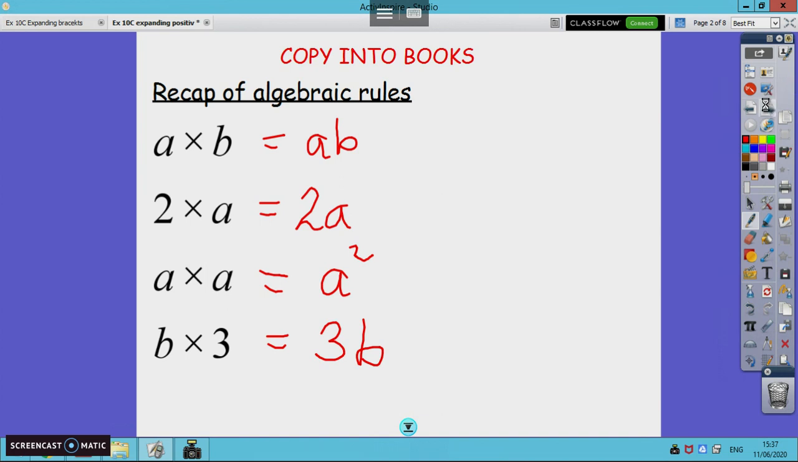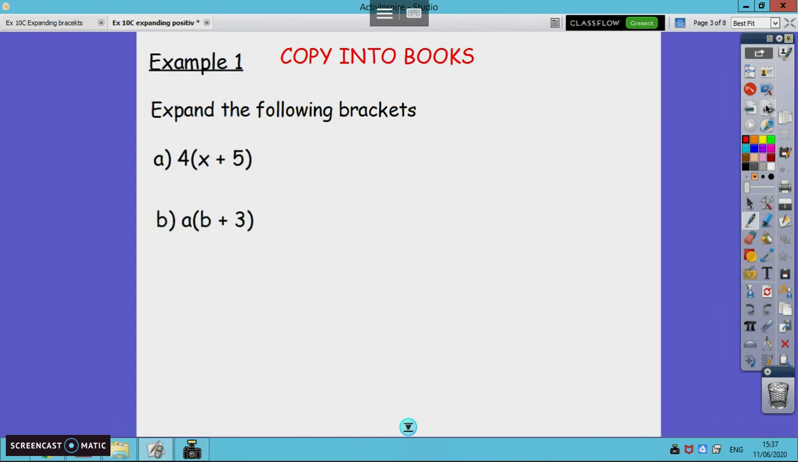So let's move on to some examples here. So example number 1, pause the video and copy this down into your books and then we can get going with it. So it says expand the following brackets. What that means is every time we do this, we're going to draw lines on. So if you've got nice colour pencils or highlighters or whatever, we're going to draw on our brackets here.